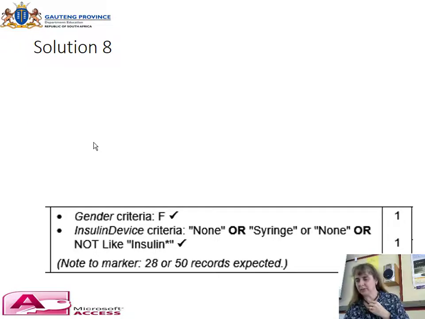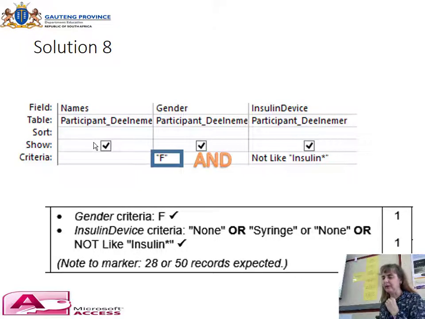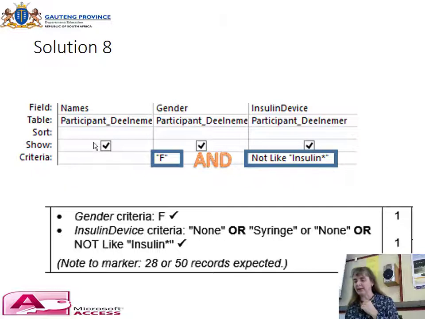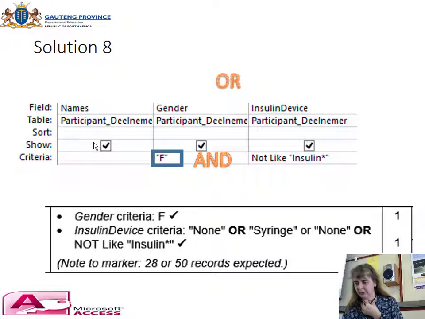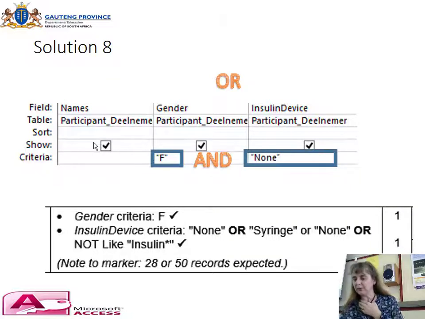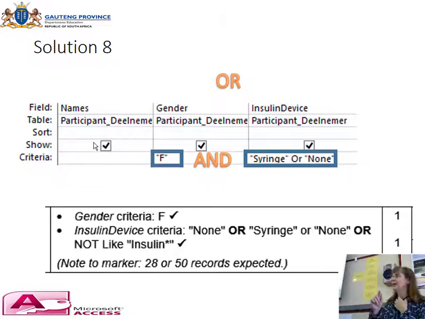So what we look at is the following. F, and then AND, not like insulin. Or they could have had, where the not like insulin was, I could have said syringe or none. There's the none one alone, and there's the OR. As soon as they put it in the same line and there was the OR in between, they have to have the word OR in between there. If they don't put the word OR there, it's going to be seen as an AND and it might not even work. So please be careful of that. And that's how it looks.